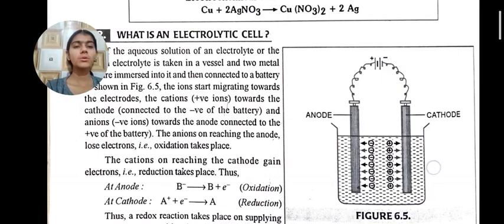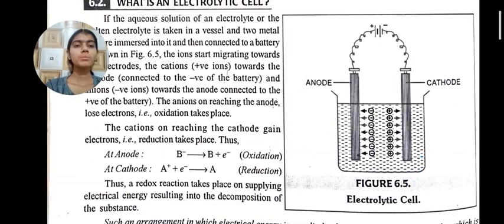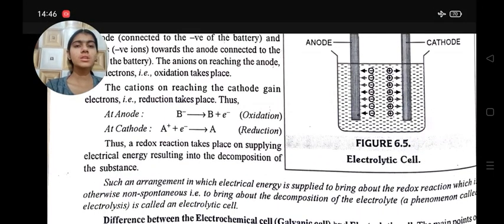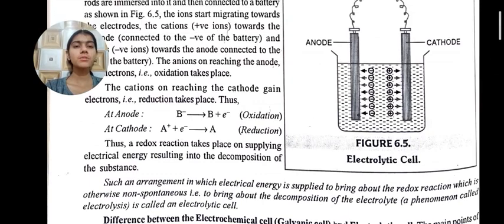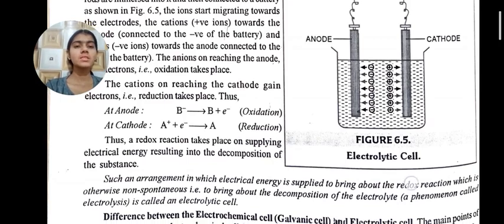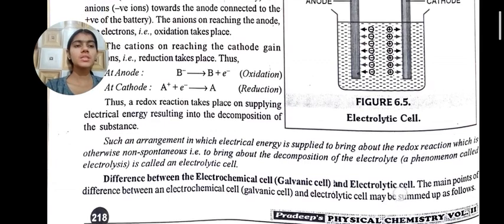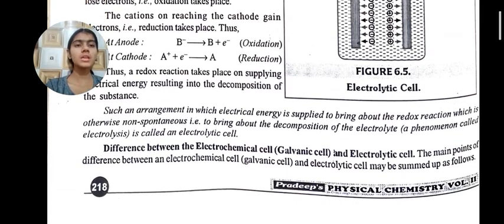Thus at the anode, B- goes to B plus electron, that is oxidation, and at the cathode, A+ plus electron goes to A atom, that is reduction takes place on the cathode. Thus, a redox reaction takes place on supplying electrical energy, resulting in the decomposition of the substance. Such an arrangement in which electrical energy is supplied to bring about the redox reaction, which is otherwise non-spontaneous, that is to bring about the decomposition of the electrolyte, a phenomenon called electrolysis, is called an electrolytic cell.